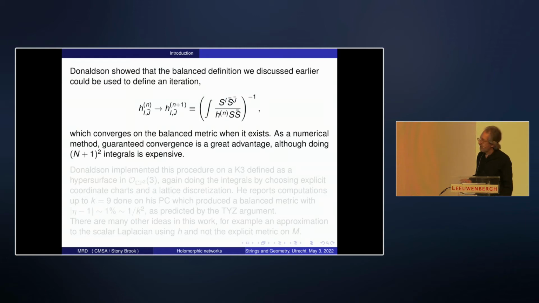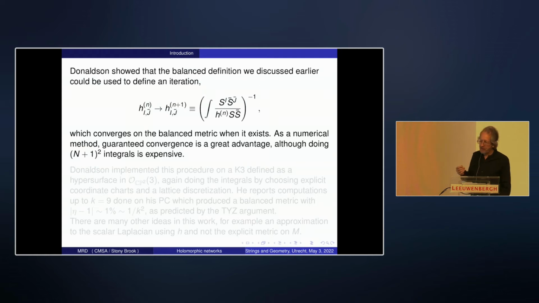And in fact, there's a very simple way of solving it, which is just to reread the equation as defining an iterative scheme. We said H is the inverse of this matrix of inner products. So what you can say is, let's just compute the matrix of inner products and invert it, and then use that as a better approximation of H. And he shows that that converges when the balanced metric exists. So it's a nice method, at least from that point of view, of proving that solutions exist. And in this positive Chern class case, in fact, the solutions don't always exist.